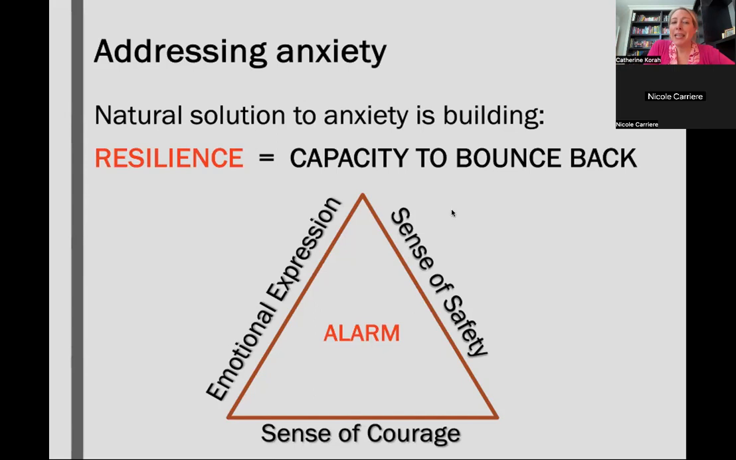And so the three keys that are necessary to build resilience start with a sense of safety. And this happens in relationships. So it's not just that we're saying to the student or the child or the adolescent, feel safe. We need to set up the parameters. This is done through relationships, to be able to set up that sense of safety. The second key is looking at expression.